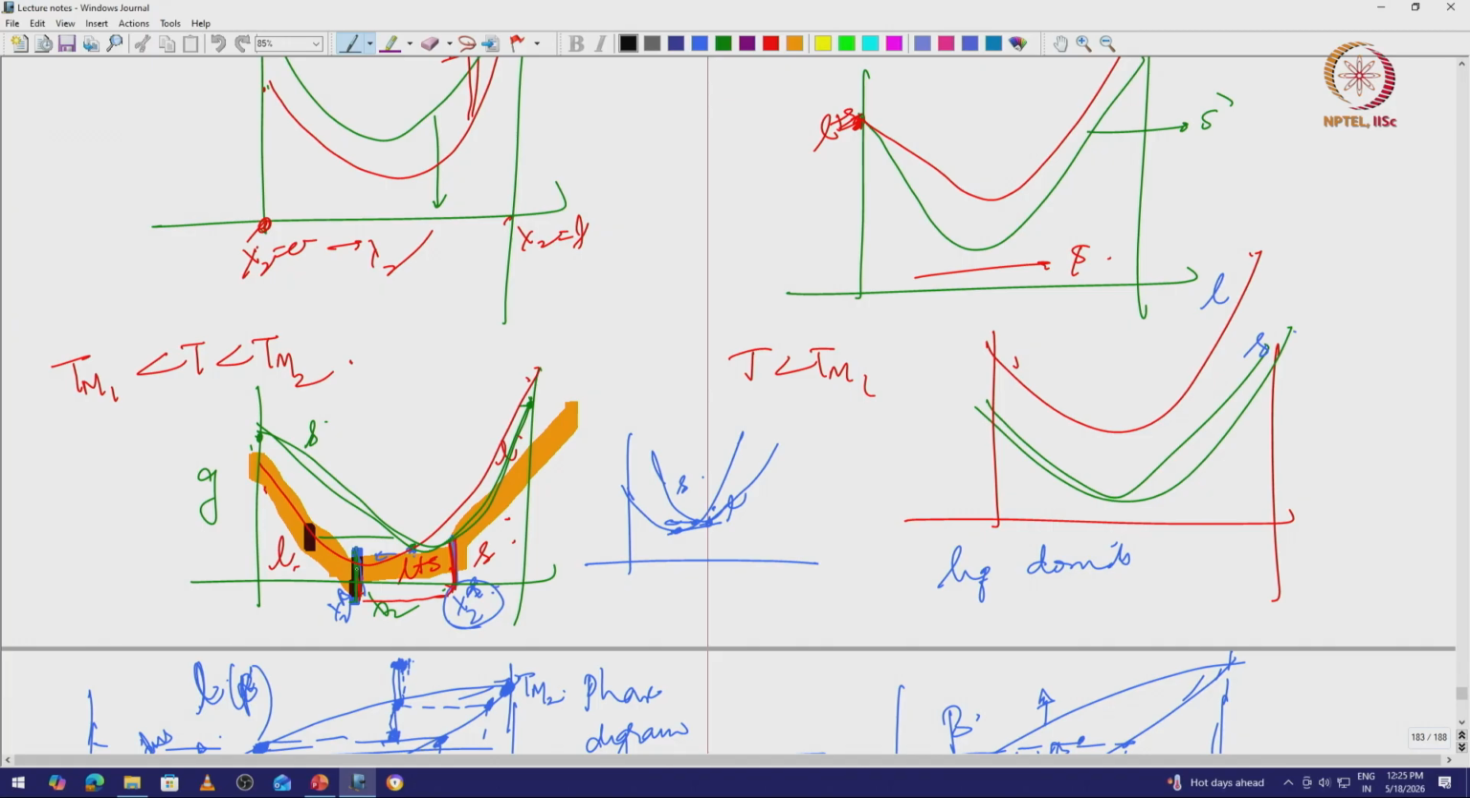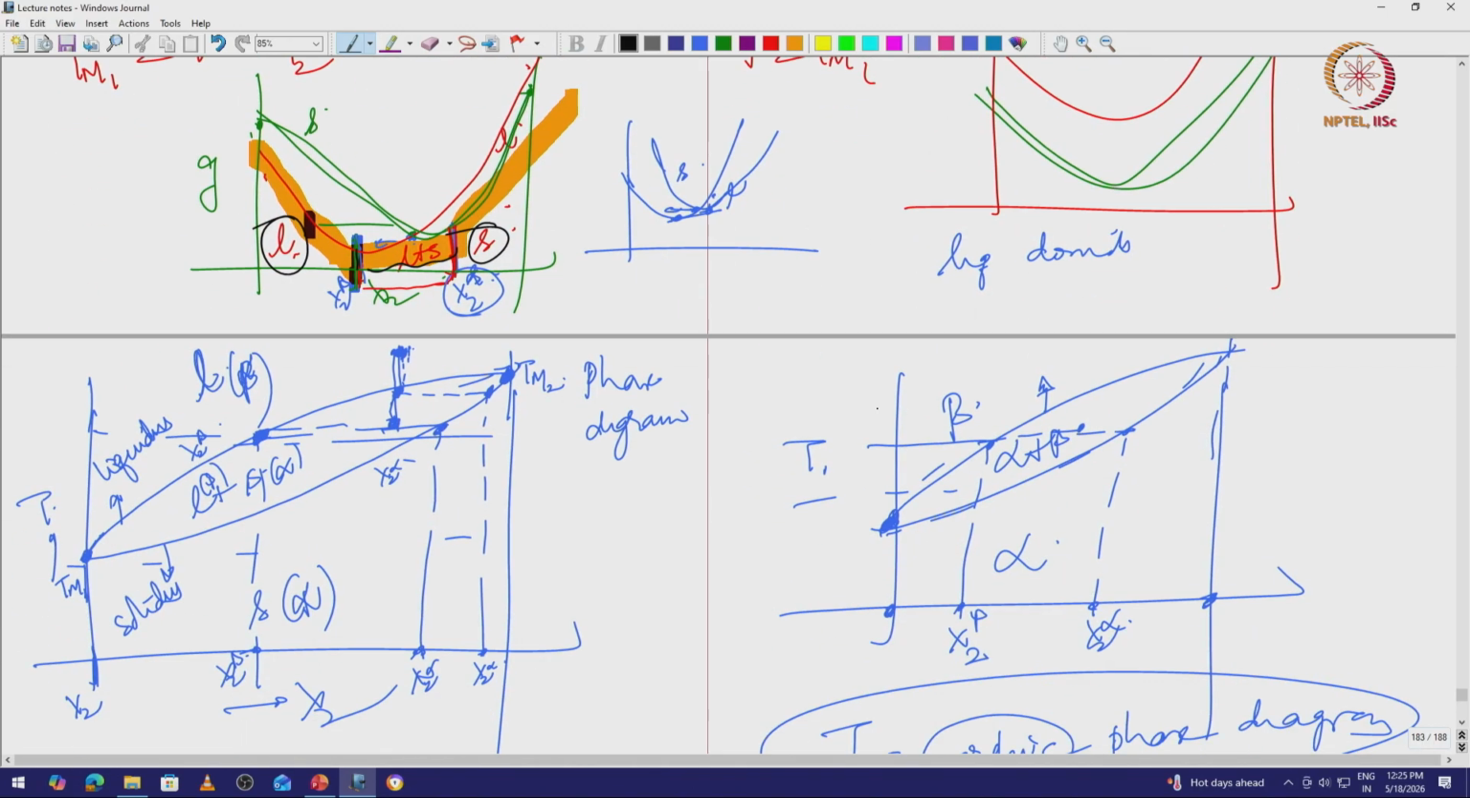There is a part of the composition where only liquid is stable, there is a part of the composition where only solid is stable, but there is a part of the composition where the phases want to segregate out. So there should be a liquid phase with a different composition and a solid phase with a different composition, and that's the equilibrium state. So the heterogeneous mixture becomes the equilibrium state there.